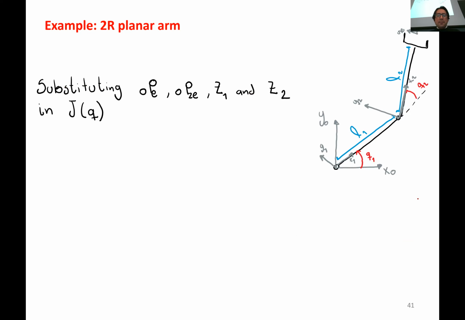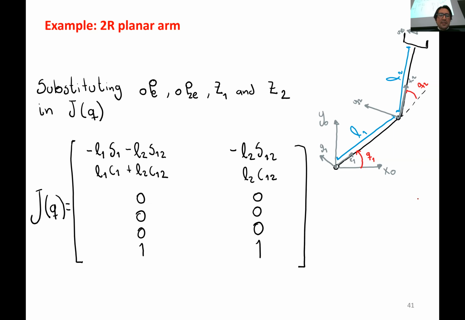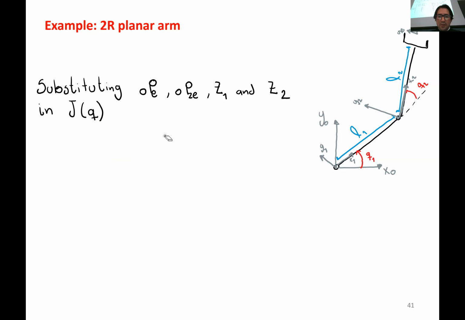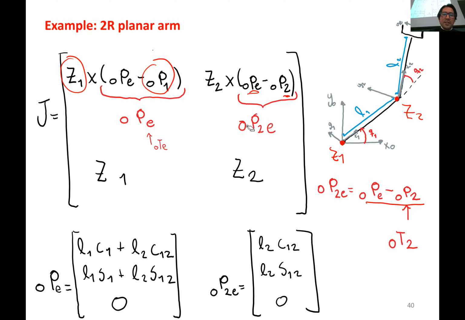Now, if we replace all of what we see, like the position of the end effector, the vector of position from 2 to the end effector, and the axis of rotations of joint 1 and joint 2, what we're going to get in our expression for the Jacobian is basically this. Now, remember that there's a cross product. So this is why you see the minus sign. If we go back one slide, I'm just doing this cross product right here.